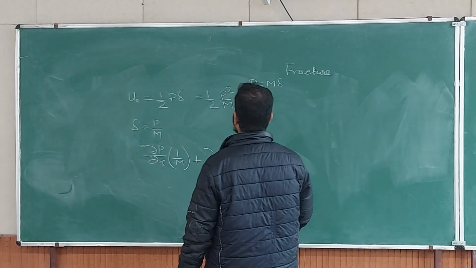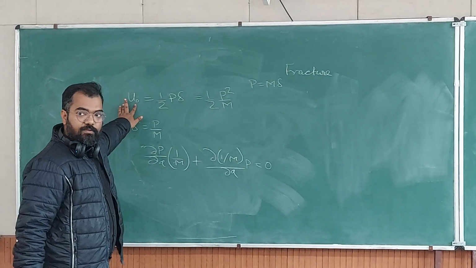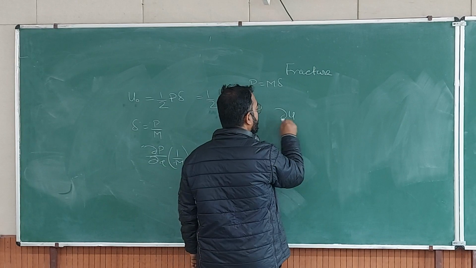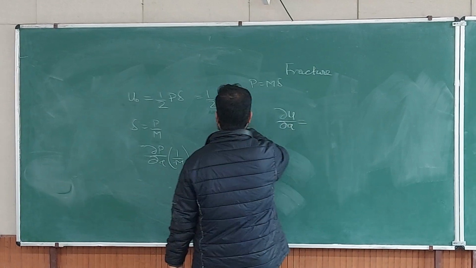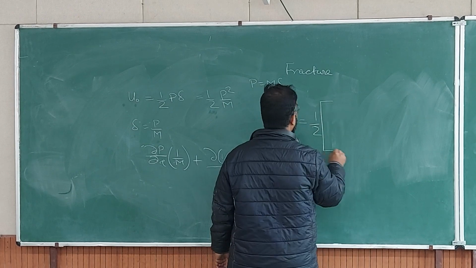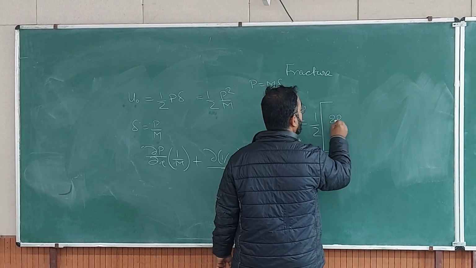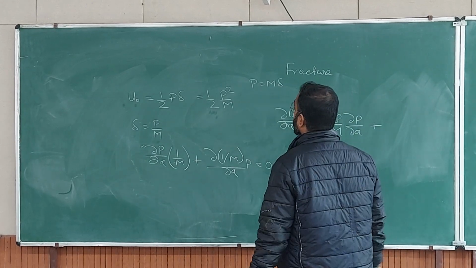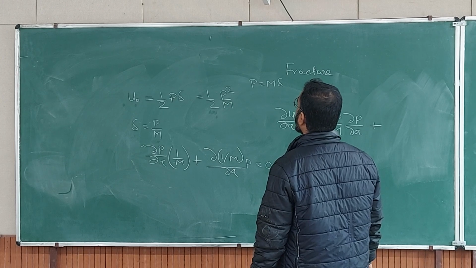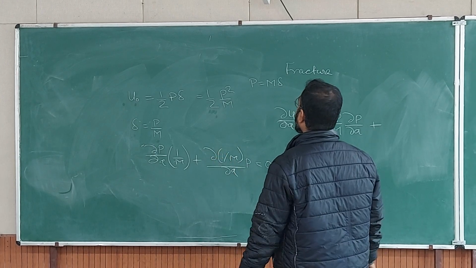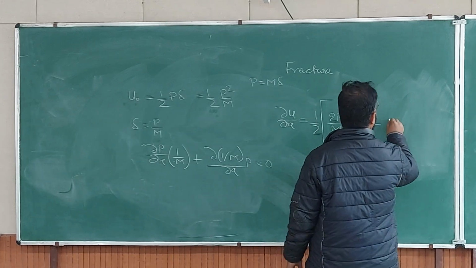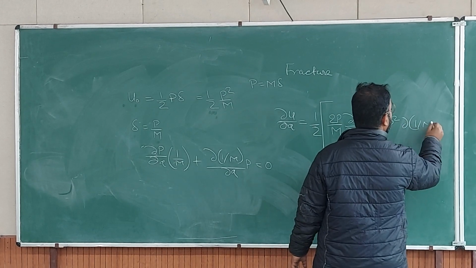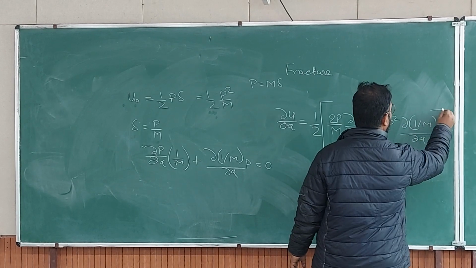Now we have to find out del U by del A. So we have to differentiate this now. So del U by del A will be the differentiation of this. Half I will take out, and then I will have 2P by m del P by del A plus P square by 2, so P square, and then del of 1 by m by del A.